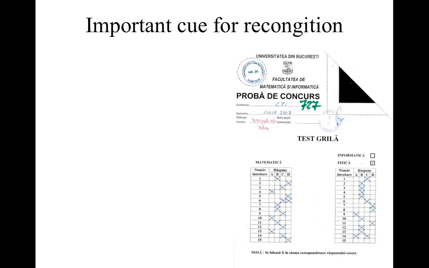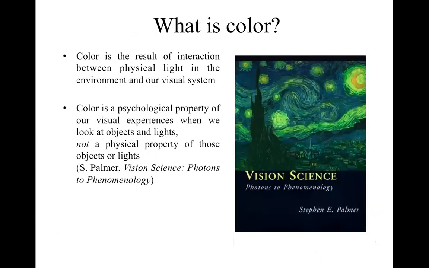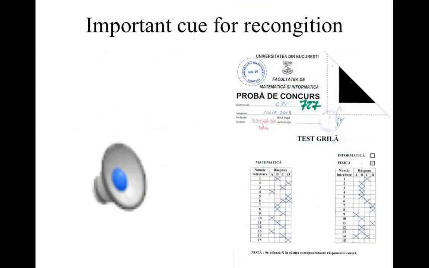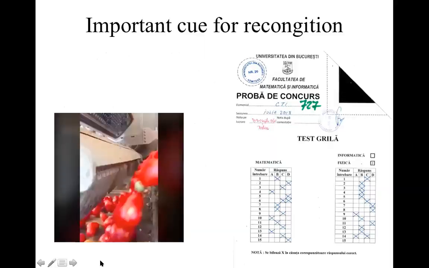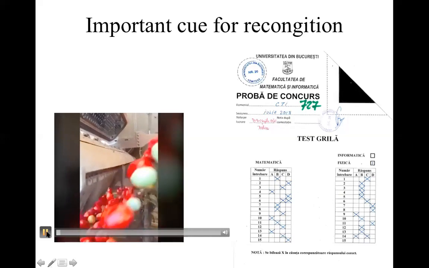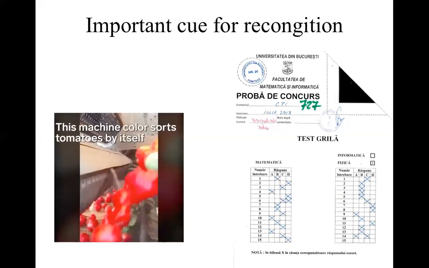Here you also have a video. Just one moment. So you have here a video showing how you can use color to discriminate. Something is wrong here. Okay, so it should work. I think we also have a sound.